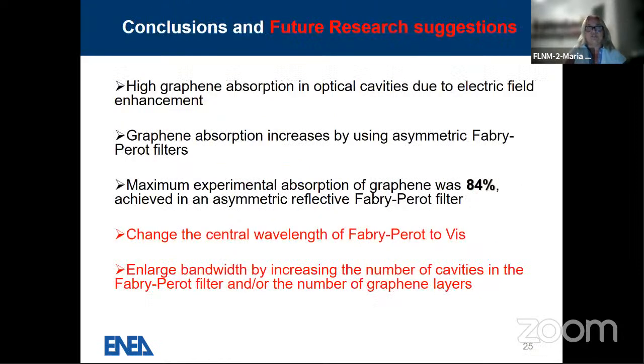And as a conclusion, I have demonstrated that a high absorption can be obtained by implanting graphene in optical cavities, and that absorption increases by using asymmetric Fabry-Perot filters up to 84% that we demonstrated experimentally, and as far as we know, this is the first experimental proof of this concept. We will change the central wavelength to the visible, changing also the material and also the substrate, and enlarge the bandwidth by increasing the number of cavities or the number of graphene layers.